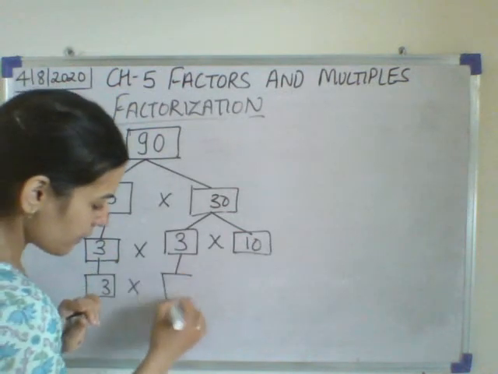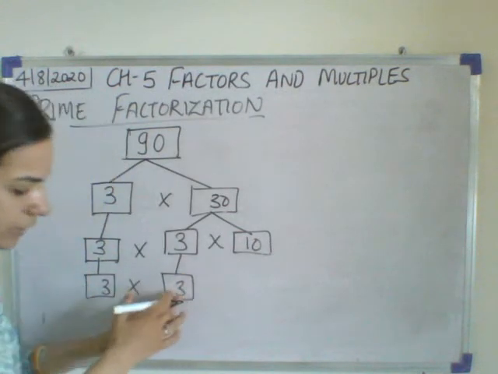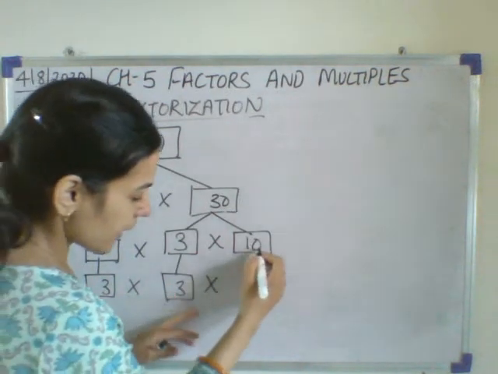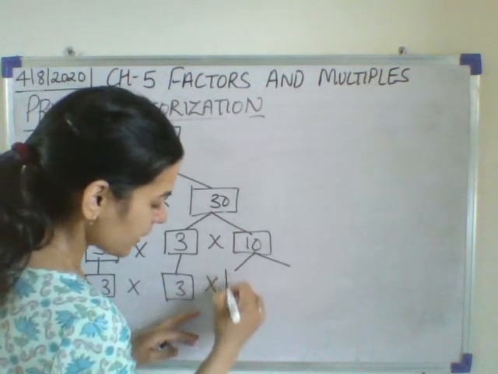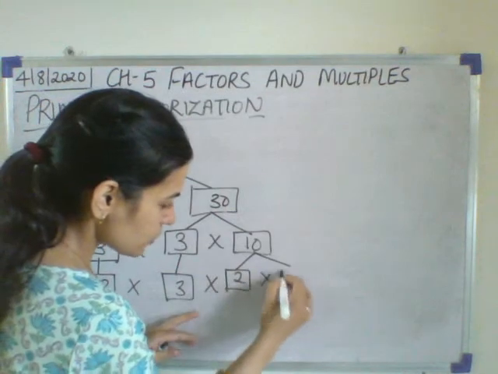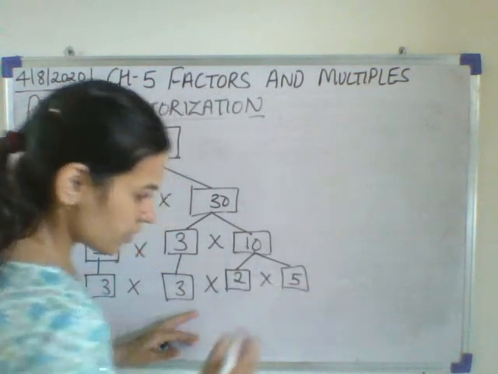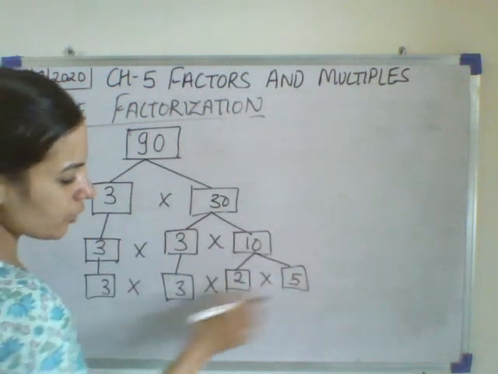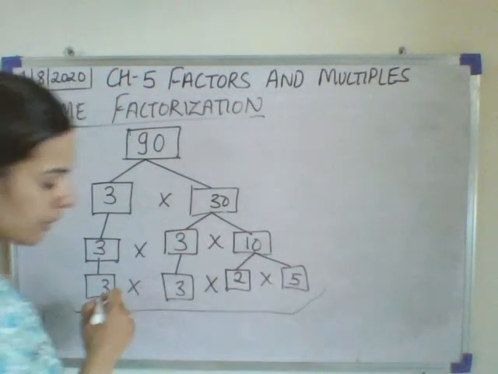3 is the prime number, I am writing it as it is. You cannot further break the 3 because it is the prime number. Next is 10. 10 again we have to break it, that is 2 into 5 is the 10. So got it? You have to break it until you get the last prime number.